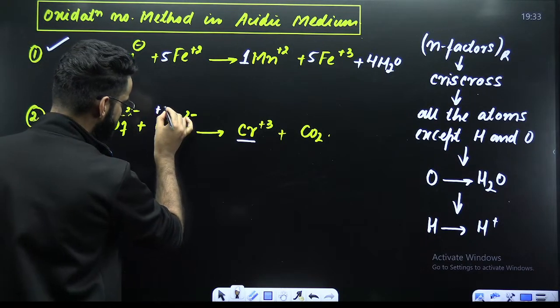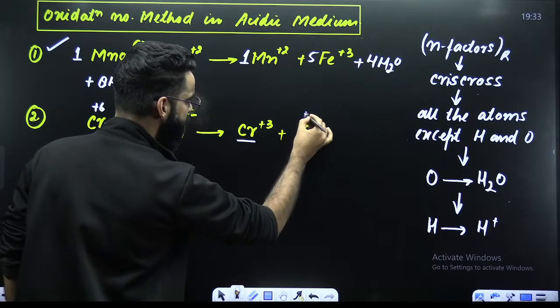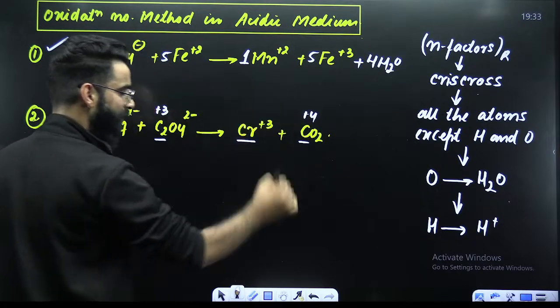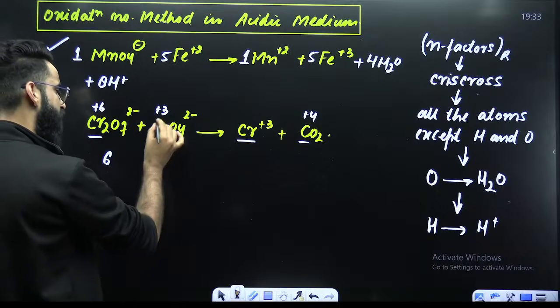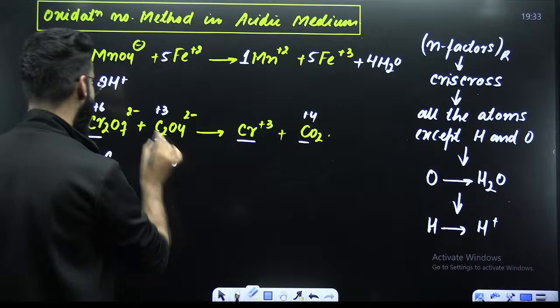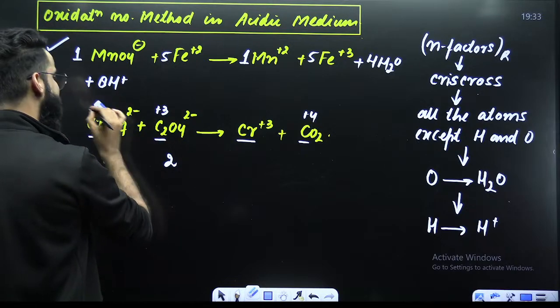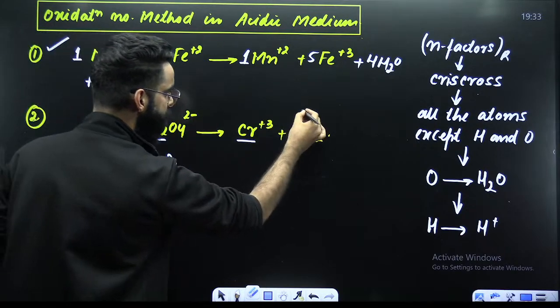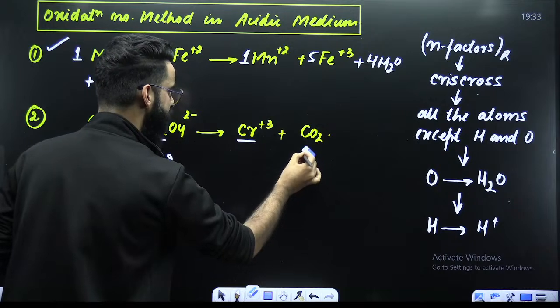Carbon here is in +3 oxidation state. Here it is in +4 oxidation state. So +3 to +4, what is the change? 1. 1 is the change for 1 atom. I have 2, right? So its n factor is 2. So first, I calculated the n factors of reactants.